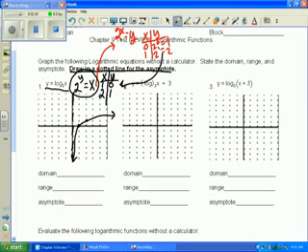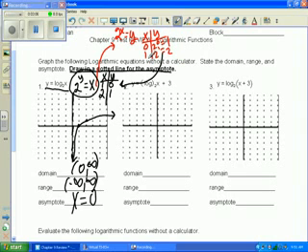Okay, what's my domain? Okay. Range, negative infinity to infinity. Asymptote, x equals 0. Do not just say 0. Do not say y equals 0. It's x equals 0. Okay.